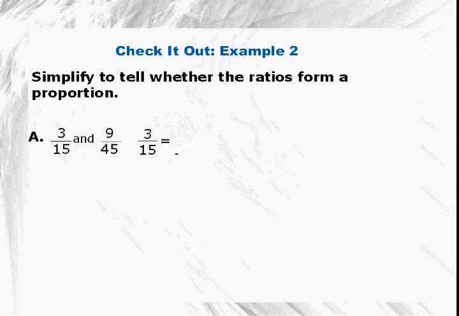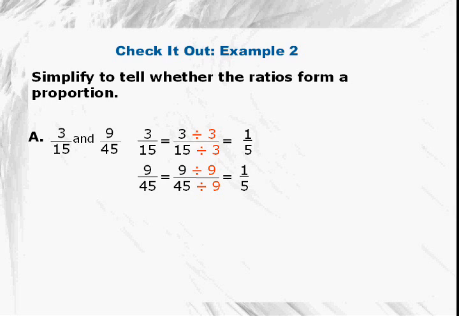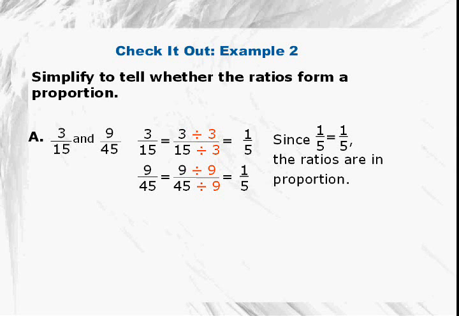3 to 15, the greatest common factor is 3. And when I reduce, I get 1 to 5. 9 to 45, the greatest common factor is 9. And when I divide that, I get 1 to 5. So on A, they are proportional ratios because they have equivalent simplified ratios. The first one, the greatest common factor was 3. When I divided by 3, I got 1 to 5. The second one, greatest common factor was 9. When I divided, I got 1 to 5. They're proportional.